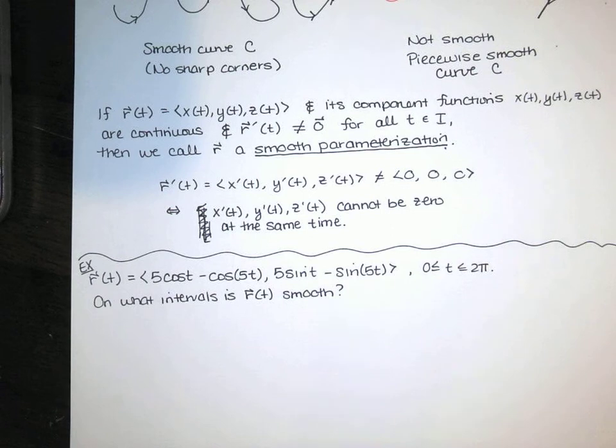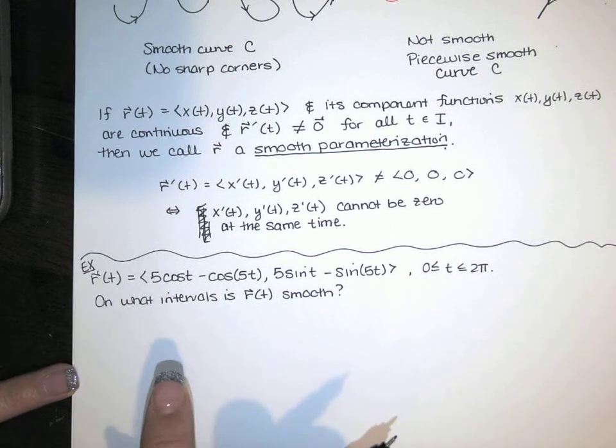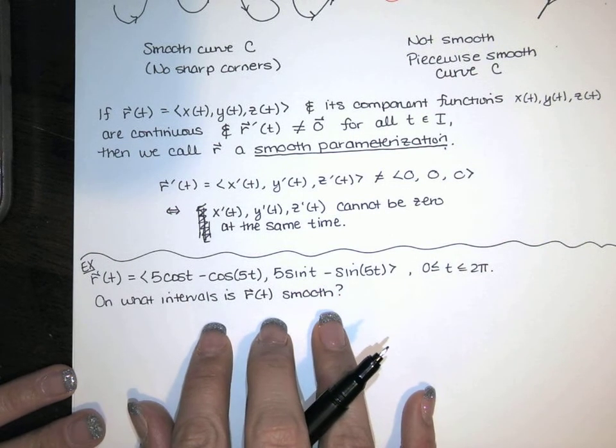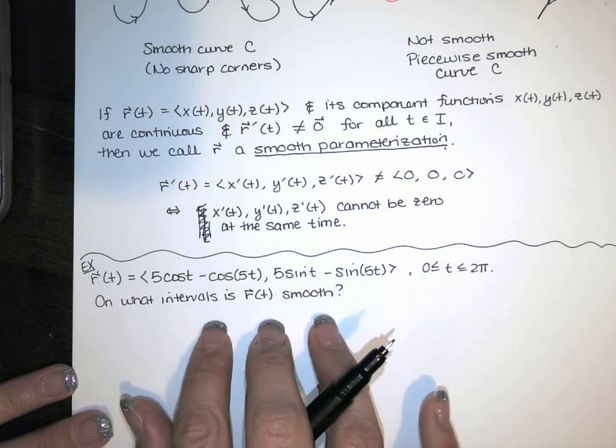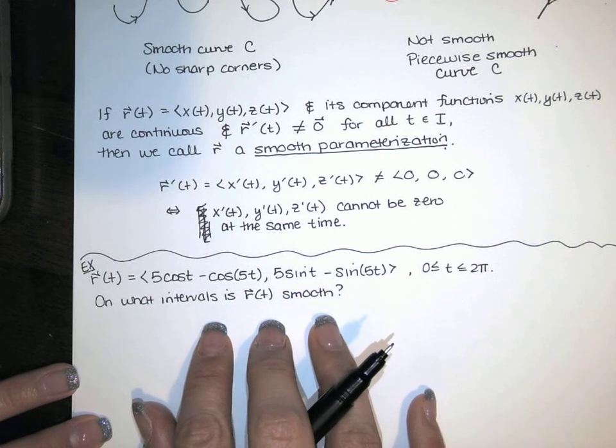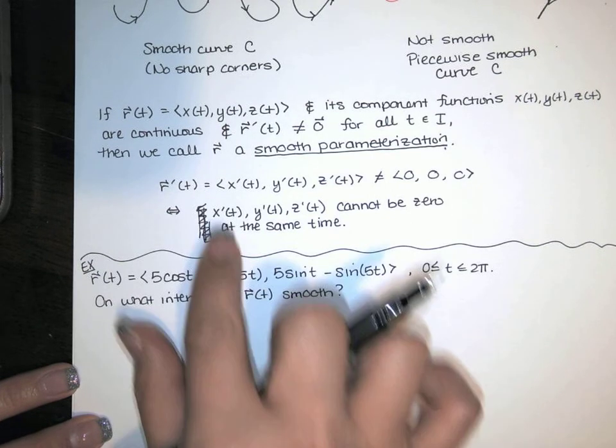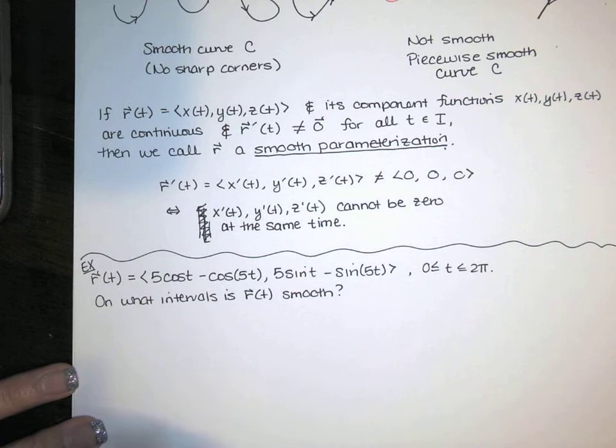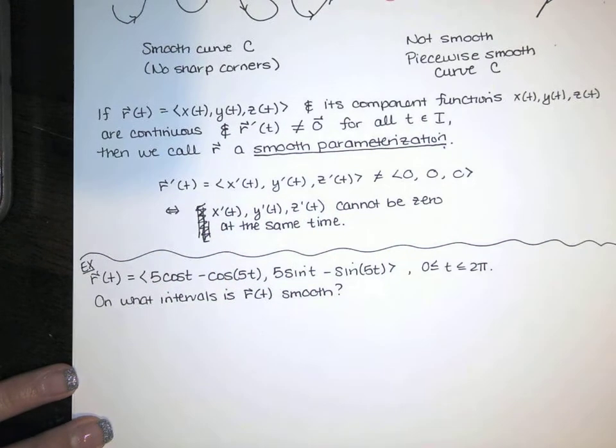Okay, let's figure that out. Well, in order to do that, I don't know what it looks like yet. It's actually one that's a little bit hard to figure out what it looks like. I want to compute r prime, and I want to see when all the components of r prime are 0 at the same time. And those are going to be the t values that are a problem.